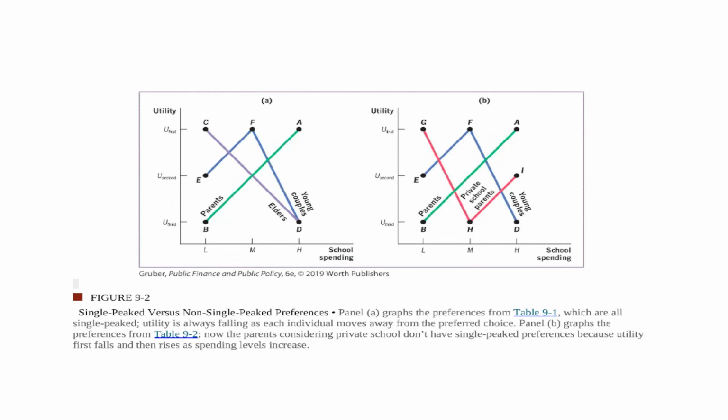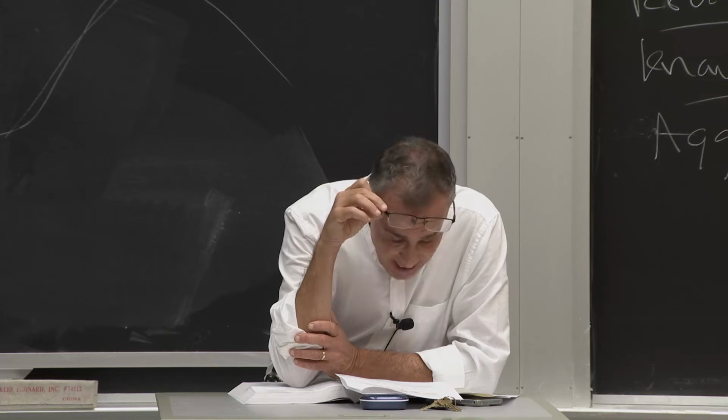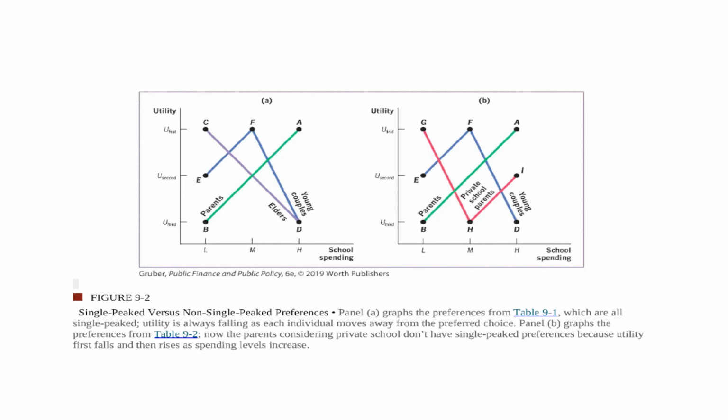Okay, the figure shows figure A. So what we're doing is we're mapping. On the x-axis is levels of school spending. On the y-axis is preferences, first, second, third choice. So look at, for example, the green line. The green line is parents. High spending is the highest utility, that's at point A. Low spending is the lowest utility, that's at point B. People see that? Now look at the elders, it's the opposite line. Now look at the young couples. It peaks in the middle. Okay? Now go to figure B.